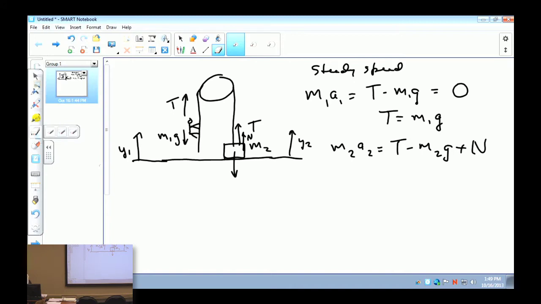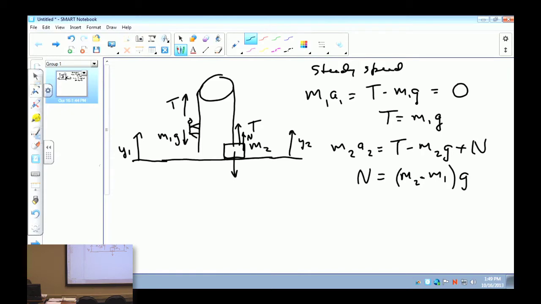Rather, it tells us that the normal force is equal to M2 minus M1 G, right? Which is correct. We understand that to be true. The normal force is the difference in the weights. Okay, but there's no acceleration. He's not able to lift the block off the floor. So instead of having steady speed, he has to accelerate. The man must accelerate.